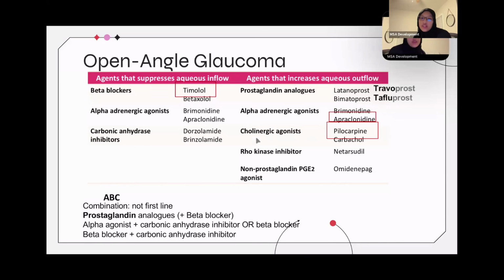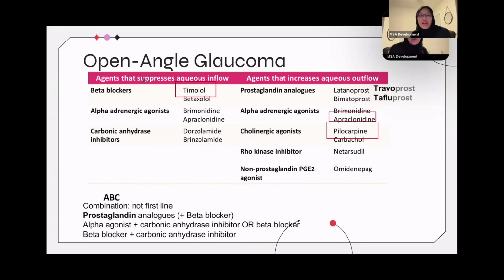Now, other new drugs are rho kinase inhibitors. We'll come to this, netarsudil. So these are synthetic drugs that inhibit rho kinase, and then there's another synthetic one, omidenepag. So the weird names are separate drugs.